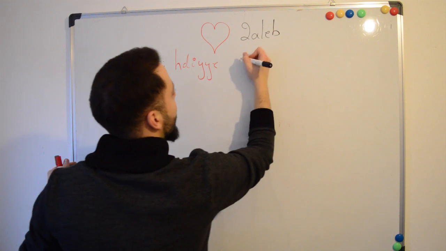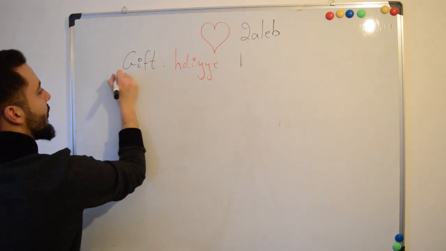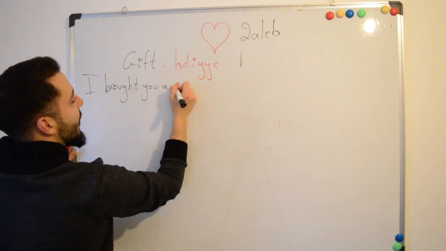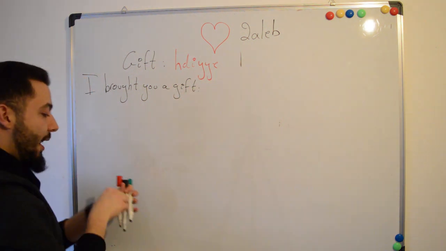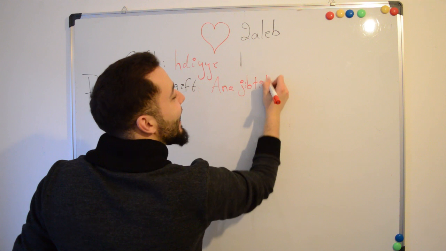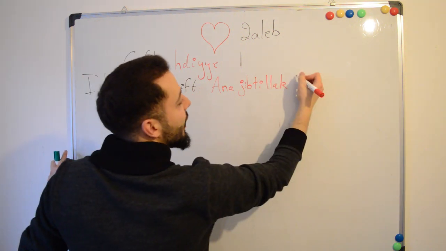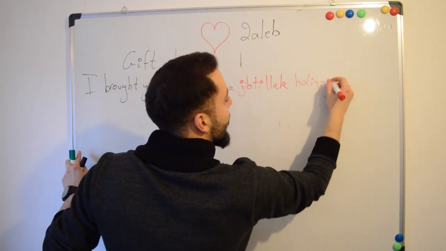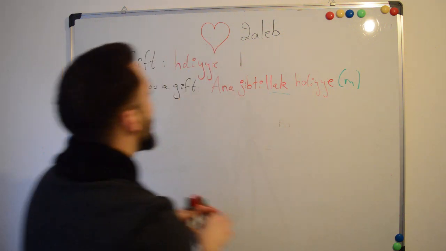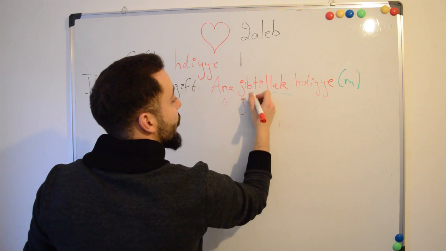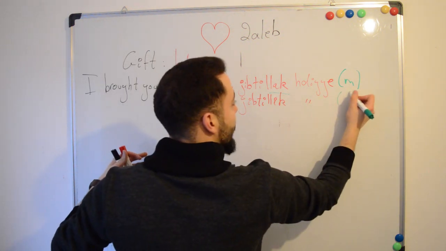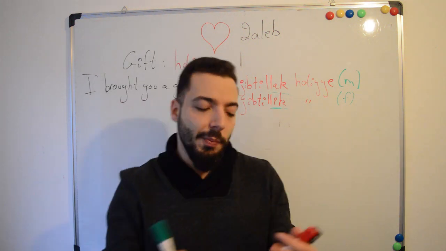I'll write it over here: I brought you a gift. For now, this is if you are saying it to a male. Ana jibtillak hdiye. This is for the male, jibtillak. Ana jibtillik hdiye. This is for the female. Ana jibtillak hdiye. Ana jibtillik hdiye.